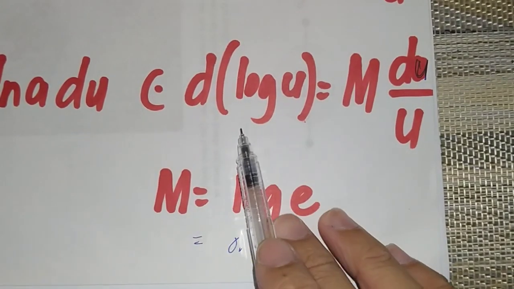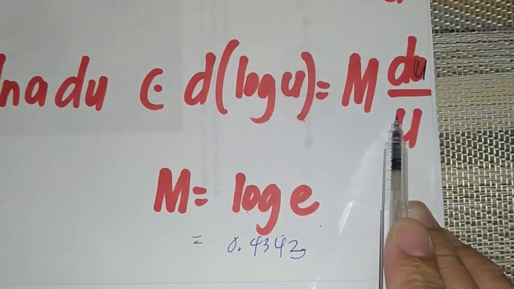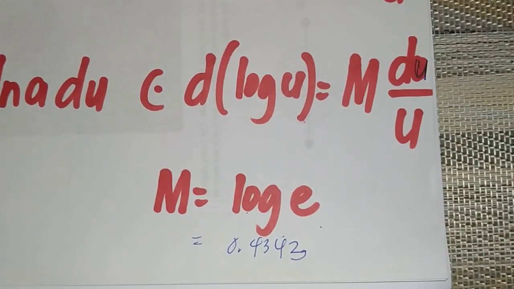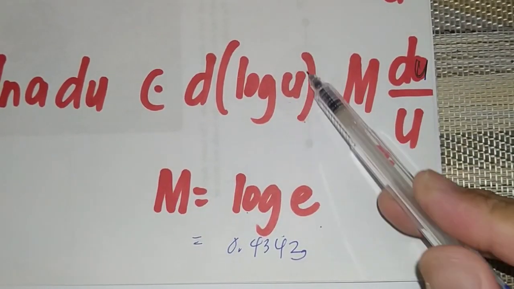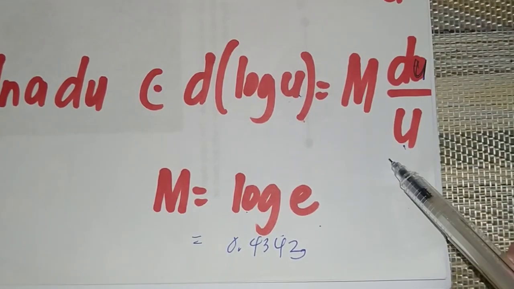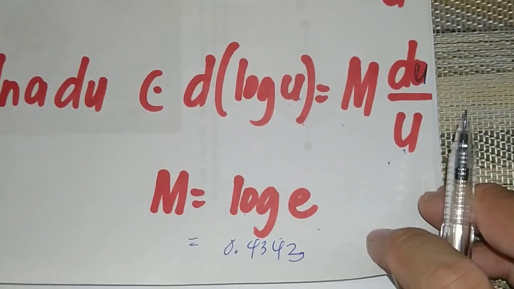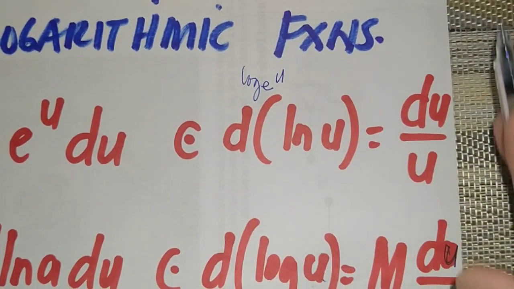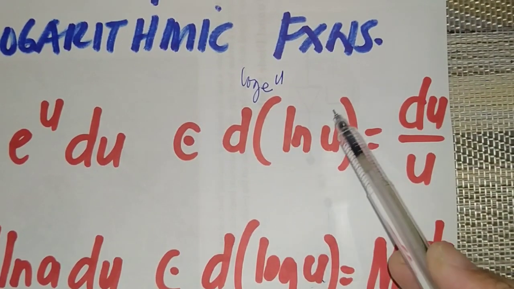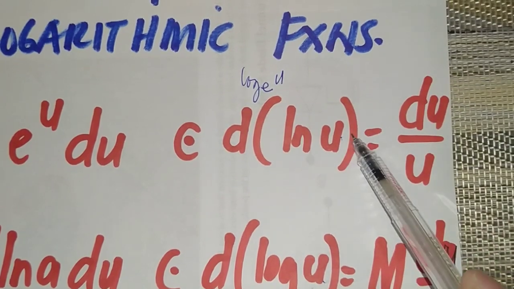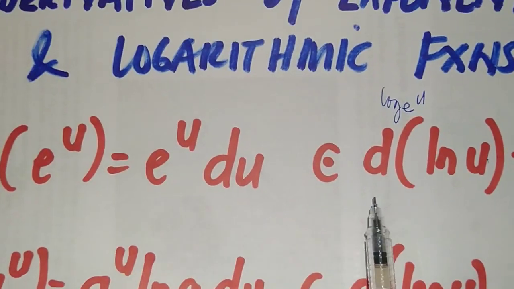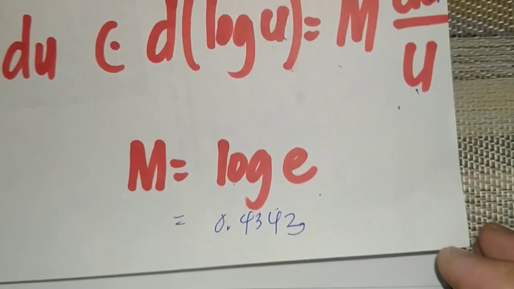So kapag logarithm of u, that's m du over u, where m is 0.4343. So ibig sabihin, kung ano yung derivative nung u mo, i-divide mo sa u, tapos i-multiply ko siya sa constant na 0.4342. So that will be our multiplier. So pag ln lang, so kung ln of this something, that's this derivative of that something divided by that something. So, yon ang ating mga formulas.